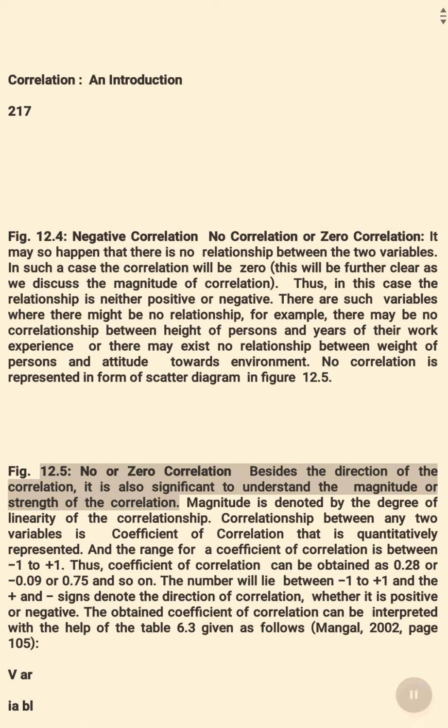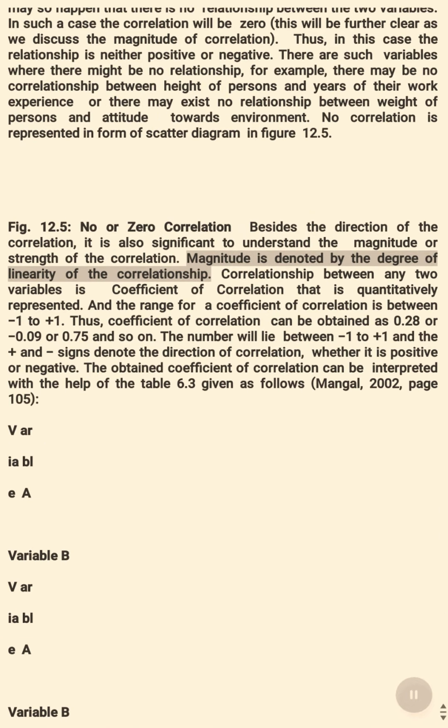Zero correlation. Besides the direction of the correlation, it is also significant to understand the magnitude or strength of the correlation. Magnitude is denoted by the degree of linearity of the relationship. Relationship between any two variables is quantitatively represented by the coefficient of correlation, and the range for a coefficient of correlation is between -1 to +1. Thus, coefficient of correlation can be obtained as 0.28 or -0.09 or 0.75 and so on.